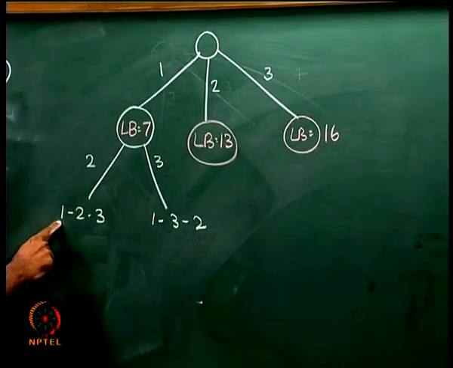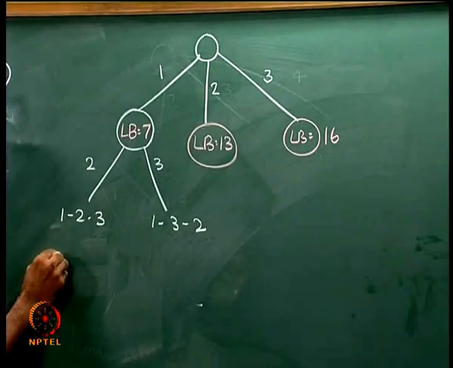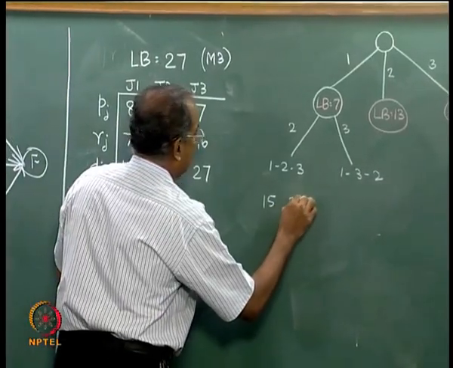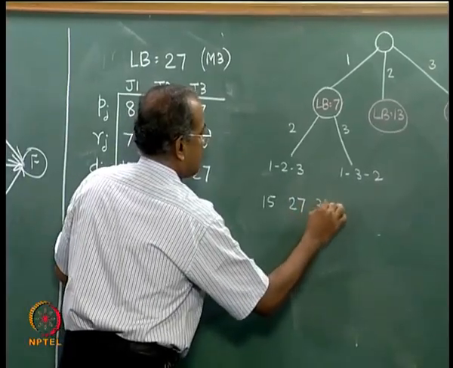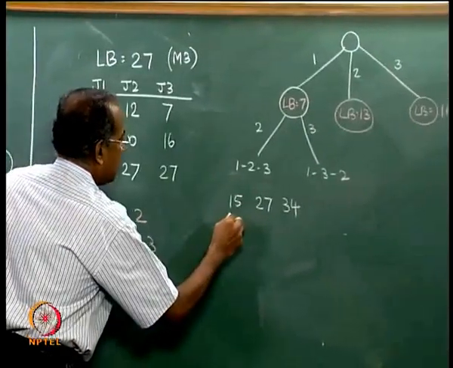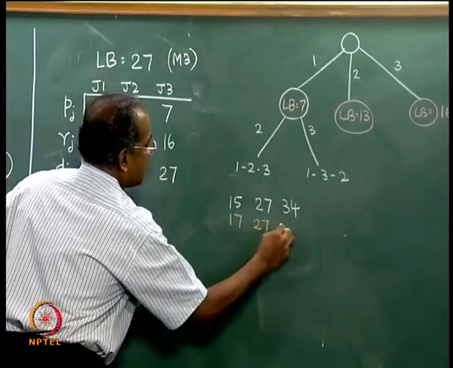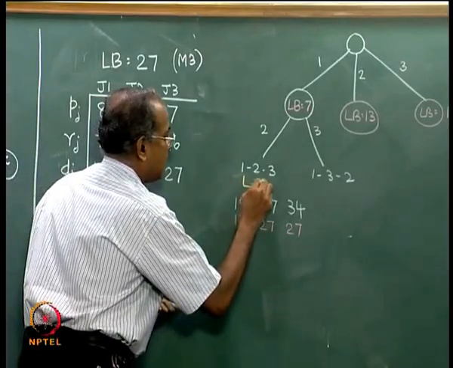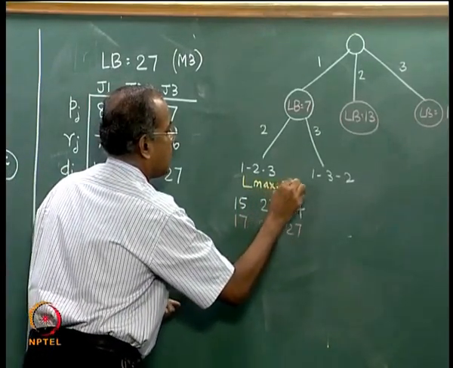So for 1, 2 and 3 completion times are 7 plus 8, 15. At 15 this is available, 15 plus 12, 27, 34. Due dates are 17, 27, 27. So L max is equal to 7.